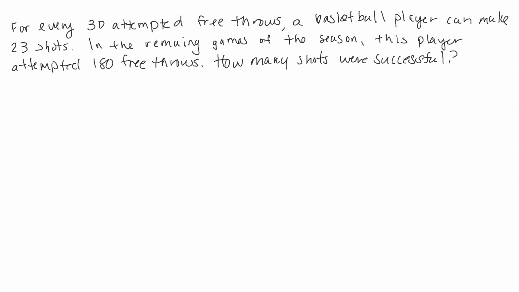So in this case, we have for every 30 attempted free throws, a basketball player can make 23 of these shots. In the remaining games of the season, this player attempted 180 free throws. How many shots were successful?